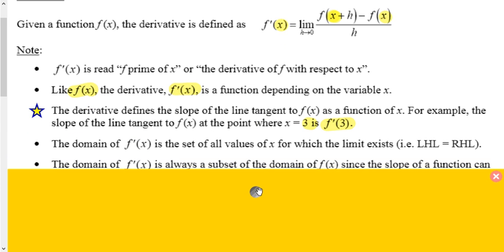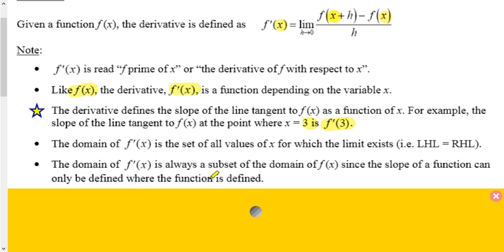Next point, the domain of the derivative, f prime of x, is always a subset of the domain of the original function. It may include the entire domain, or it could be less than the entire domain, but it can't extend beyond the domain of our original function, because you can't find a slope to a function somewhere that the function doesn't exist. So the domain of the derivative is always a subset of the domain of the original function that we're looking at.